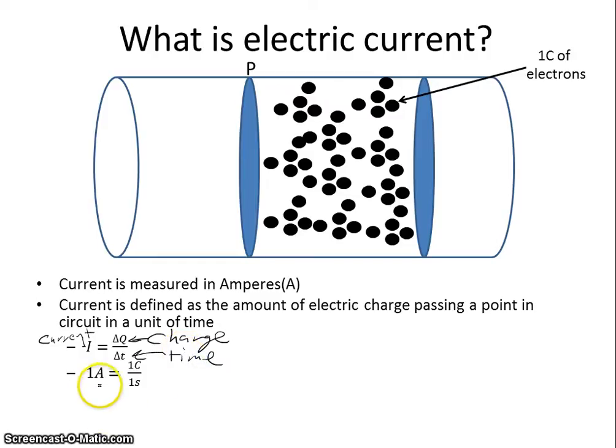We say that 1 ampere is equal to 1 coulomb of charge passing through the wire, or some section of wire, in 1 second. To illustrate this, if all of these black dots up here represent 1 coulomb of electrons worth of charge, and this amount of electrons passes through point P up here in 1 second, we would say that was 1 ampere worth of charge.